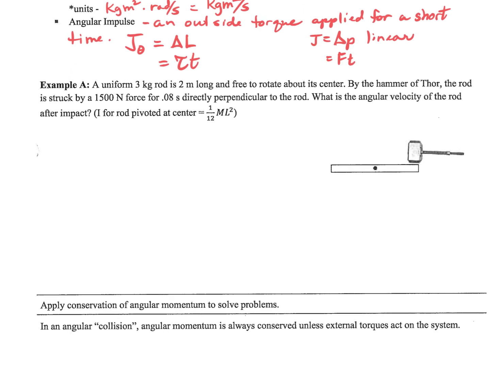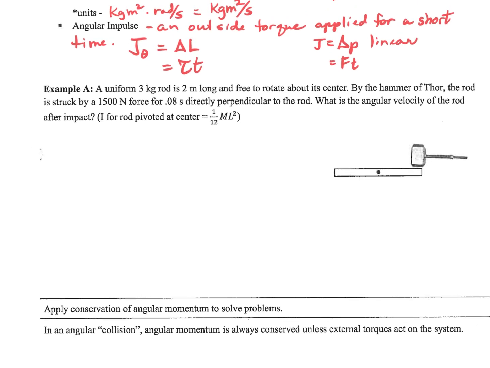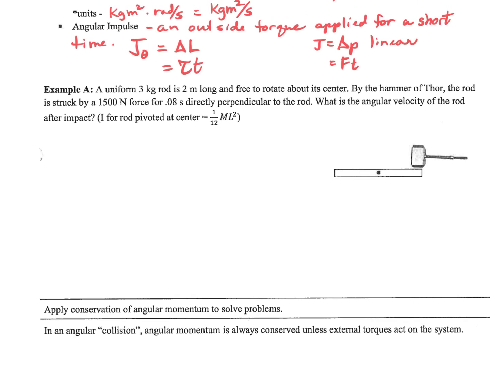We have a uniform rod, 3 kilograms, 2 meters long, that rotates about its center. That's giving us our pivot right here. So there's my pivot. By the hammer of Thor, the rod is struck by a 1,500 Newton force for 0.08 seconds. So it's giving us a force and a time, a short period of time, directly perpendicular to the rod. What's the angular velocity of the rod after impact? So we want the angular velocity of the rod after impact.